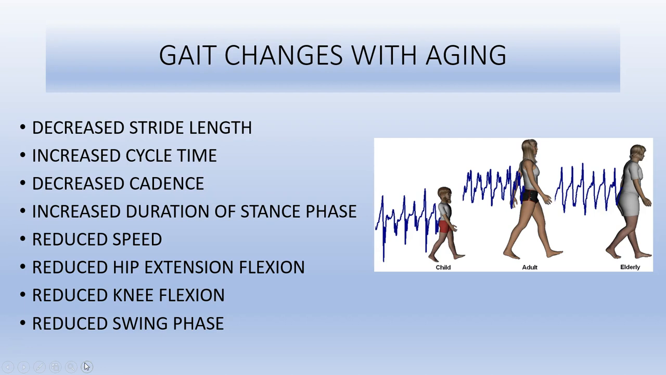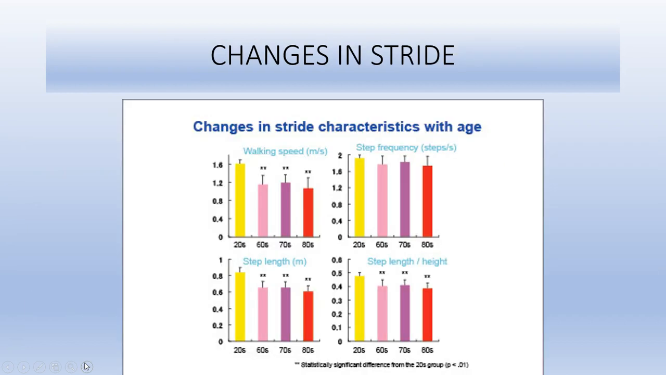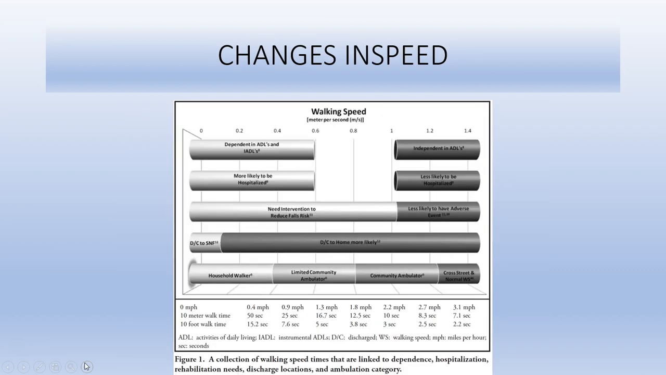The typical gait changes that we observe with aging include decreased stride length, increased cycle time. We have decreased cadence, cadence meaning the number of steps that we take, for example, per minute. We have an increased duration of the stance phase of gait. We walk with a reduced speed. We have decreased range of motion in our hips and in our knees, and generally a reduced swing phase, so that these changes with changes in stride, changes in walking speed, step length, and so forth, all are observed with aging.